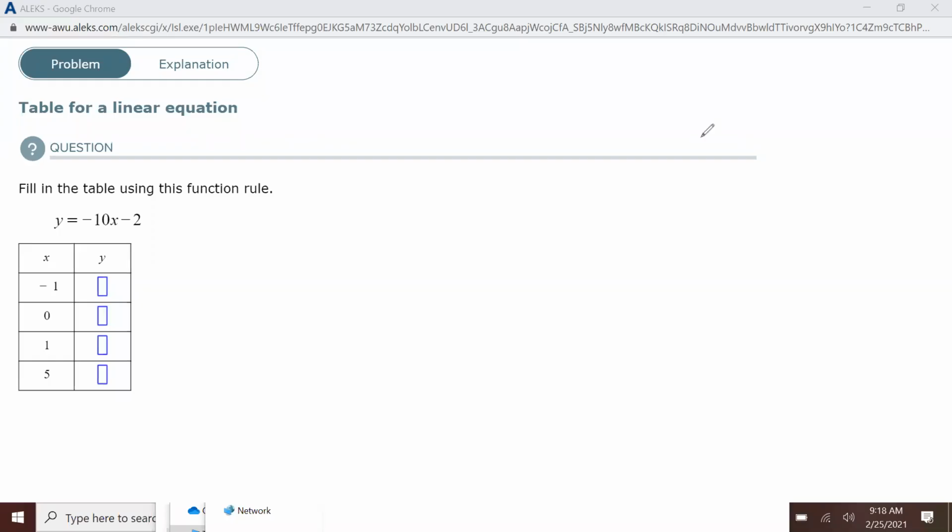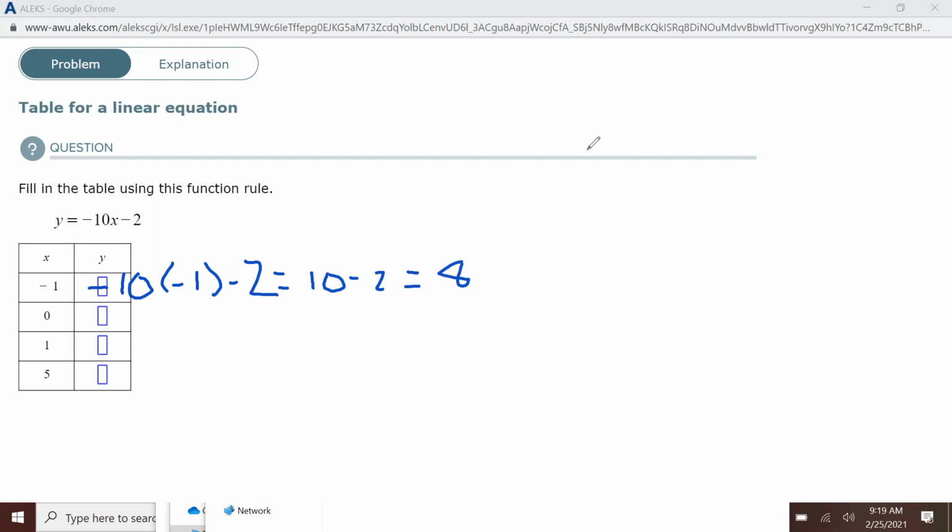So let's see how to do this. It says that we are going to plug in different numbers one at a time for x. So we do that. When we plug in -1, it looks like this. Instead of -10x minus 2, it becomes -10 times -1 minus 2. -1 takes the place of the x. And simplifying, we get 8.